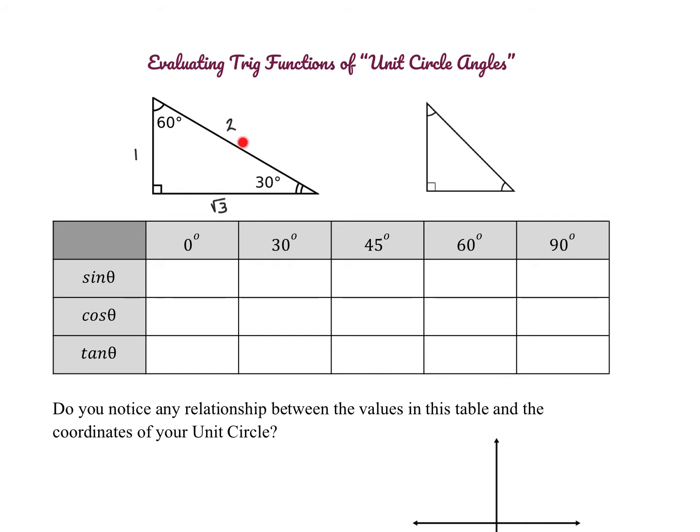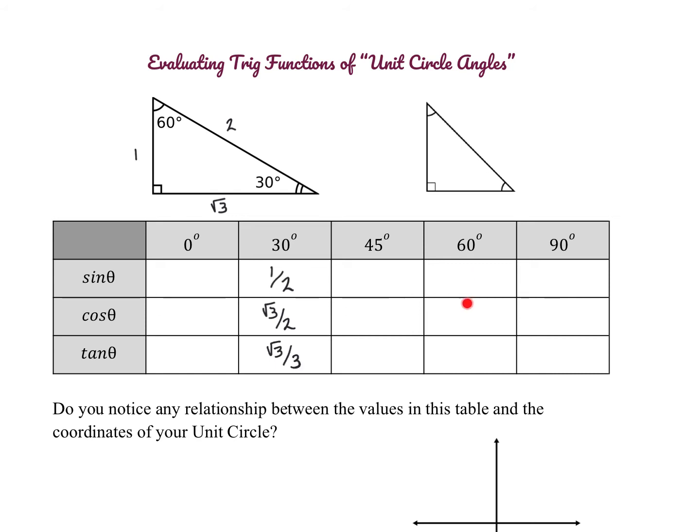And then we can use this to help us evaluate sine, cosine, or tangent for either 30 degrees or 60 degrees. So let's do that. If I'm doing 30 degrees, let's say, we know sine is opposite over hypotenuse, so the sine of 30 degrees is 1/2. Cosine would be adjacent over hypotenuse, so root 3 over 2. And tangent is opposite over adjacent, so 1 over root 3. And if we rationalize that, we would write it as root 3 over 3.